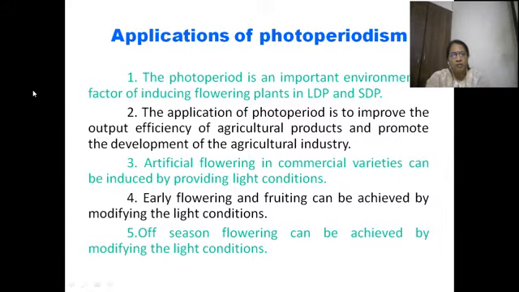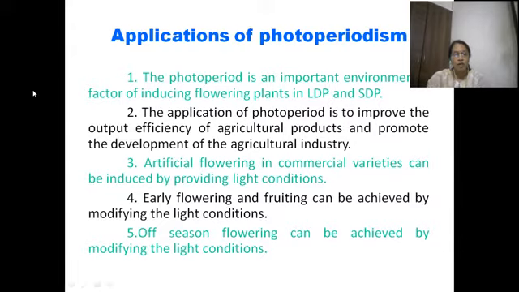Artificial flowering in commercial varieties can be induced by providing light conditions. That means we have different flowers like chrysanthemum, roses, gerbera, and carnations. All these are grown in polyhouse. In polyhouse they are provided artificial light conditions, so artificial photoperiod is provided to them, and automatically flowering is induced in plants, and the demand for these commercial varieties increases.